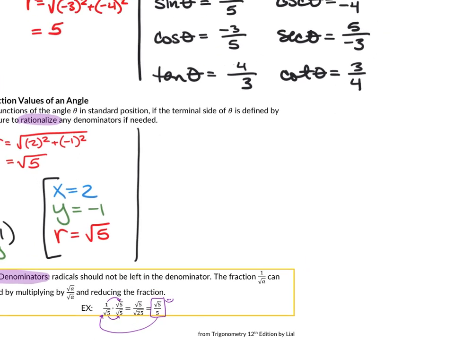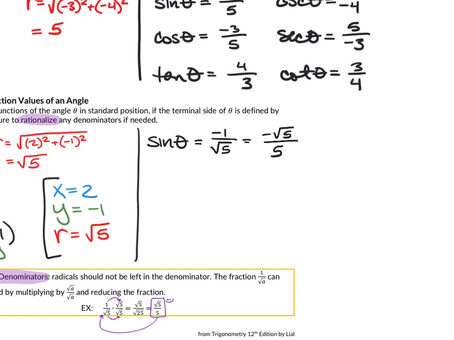Let's write our 6 trig functions, making sure we rationalize denominators. If we start with sine, sine of theta is the y value, negative 1, divided by the r value. Problem, I just put a radical in the denominator. Times it by the square root of 5, which means this will end up being negative square root of 5 over 5. You don't have to show me the work for rationalizing a denominator. I showed you once so you know what I'm doing when I do that.